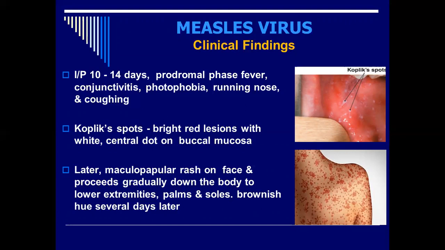Later on, there is the maculopapular rash that appears on the face, and then it proceeds gradually downwards in the body, to the lower extremities, the palms, the soles, and then later on they become brownish in color. So you can have Koplik spots on the buccal area, particularly on the tongue, and you can have maculopapular rashes on the face that can spread to the extremities, can involve the palms and the soles, and if they persist for some time, they can become brownish in color.